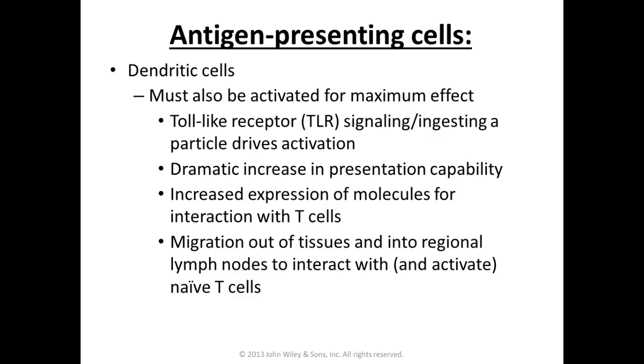So dendritic cells themselves must also be activated for maximum effect. What activates them are their toll-like receptors. Remember we talked about these, these are innate receptors that, right in our DNA, we come coded with receptors that recognize LPS and lipoteichoic acid and flagellin and mannose and these common known patterns that pathogens have, molecular patterns. So these toll-like receptors recognize that, and they're going to drive the activation of that dendritic cell.